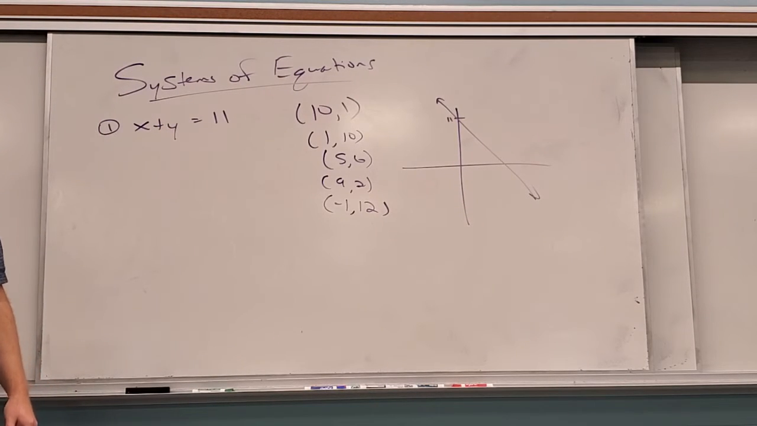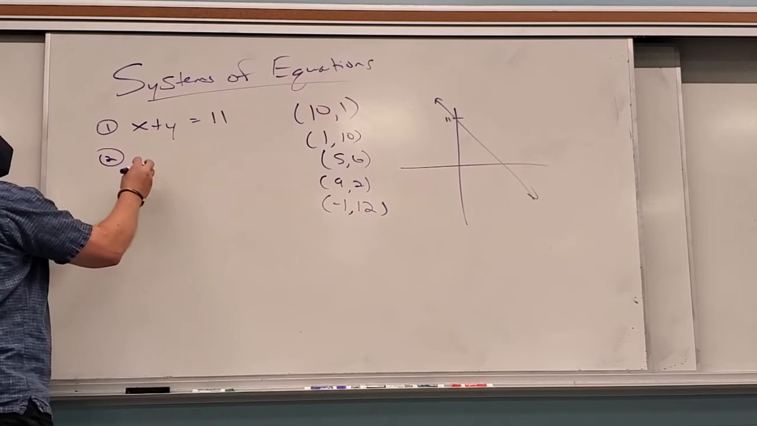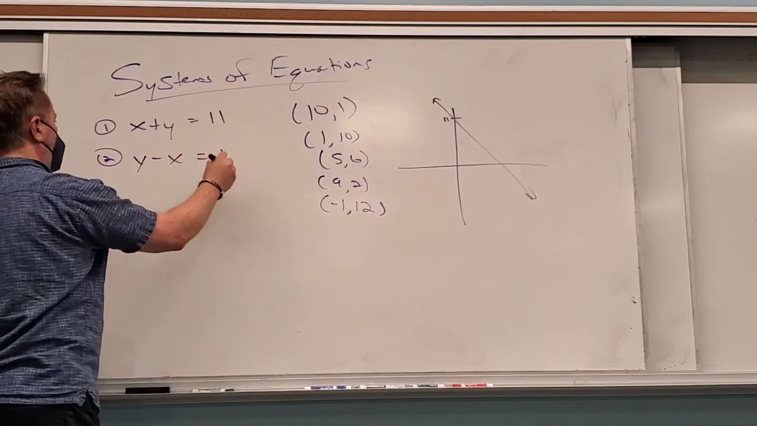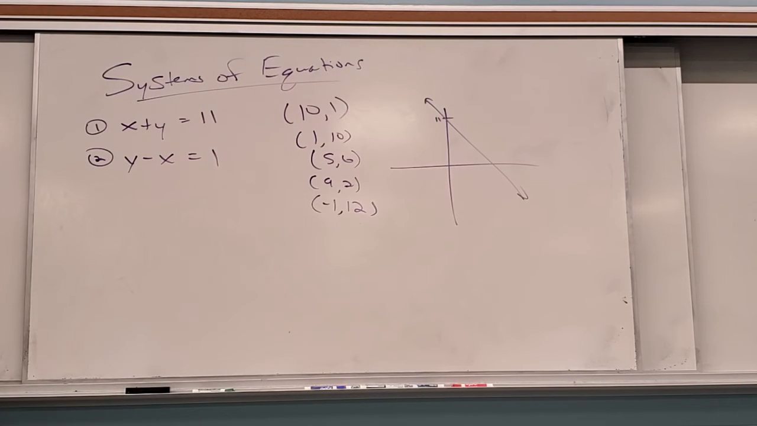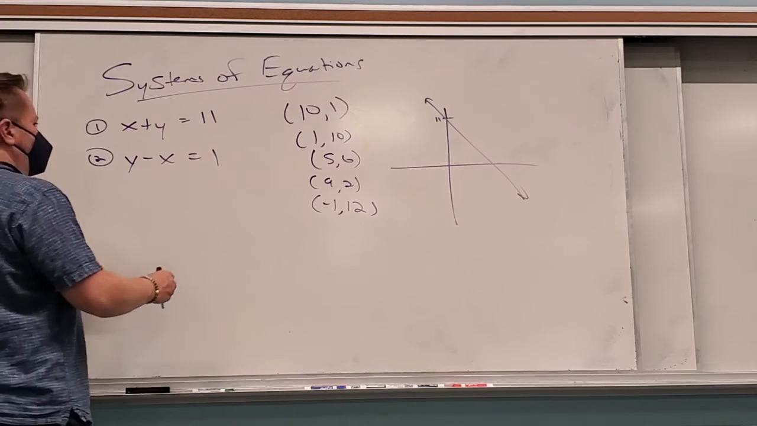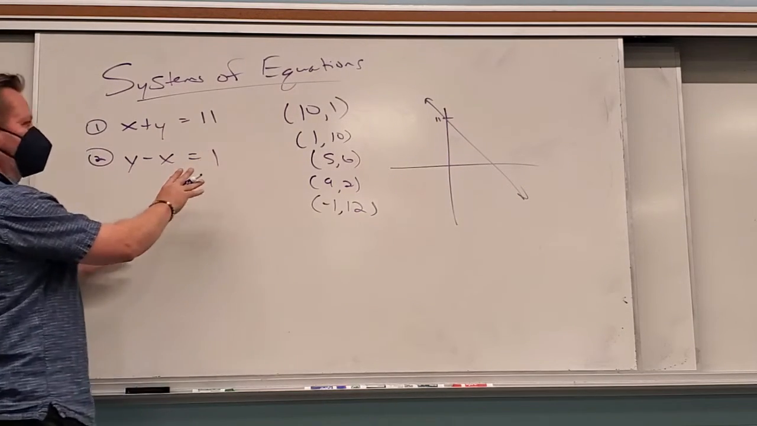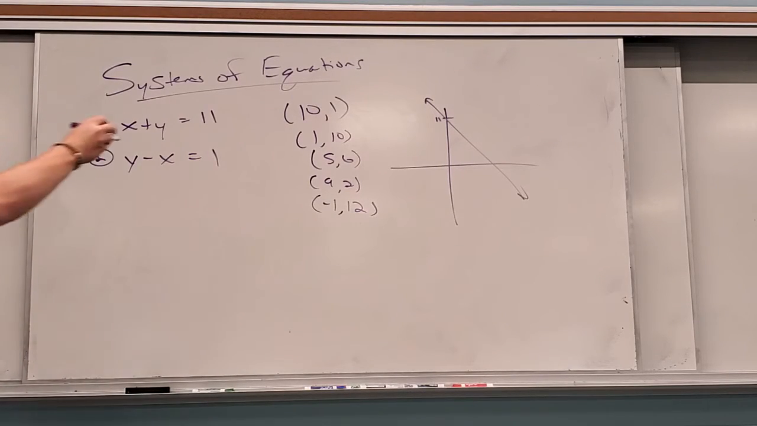What if I also tell you that y minus x is 1? Now that system has one answer. There's only one point that does both things. And it's actually one of the points that you guys gave me. Look at the points you guys gave me. They all add to be 11, correct? So they all do this. Which is the only one that does this? Okay, good. I was looking at it backwards. Yeah, this one, right?